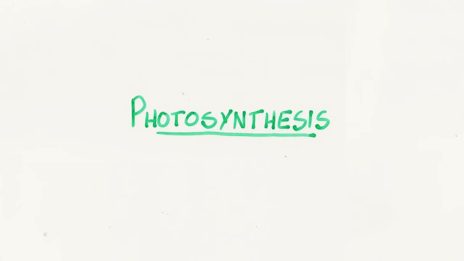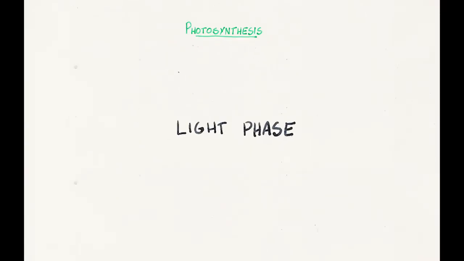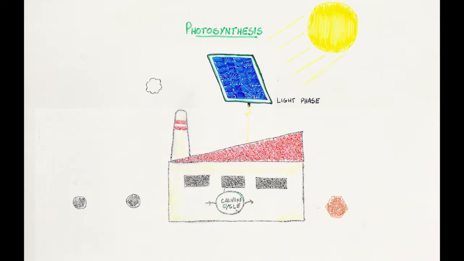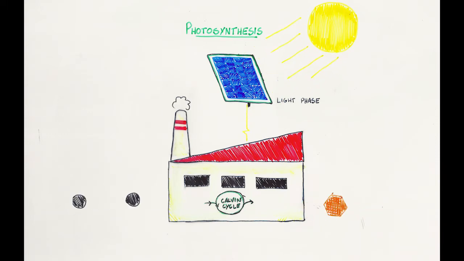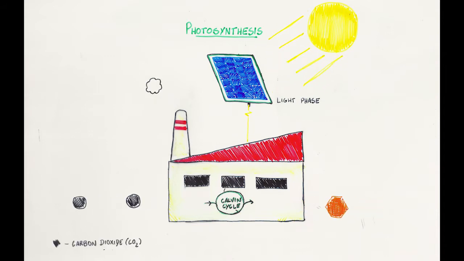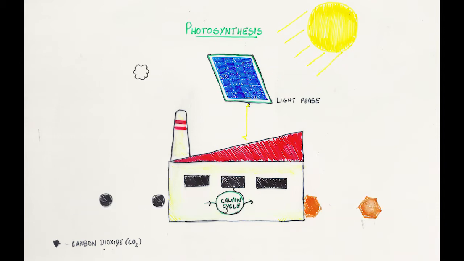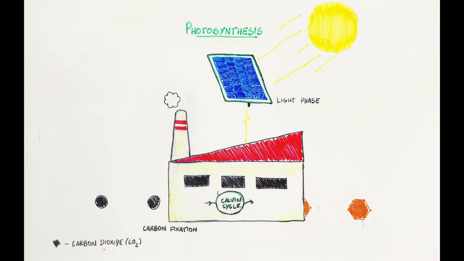But first, let's recall a few things. Photosynthesis. You probably heard this name a million times by now, so here's just what you need to know for the purpose of this video. The process has two phases. In the first light-dependent phase, the plant uses energy from the sun to produce chemical energy. The second one, in which we'll focus, is the Calvin cycle. Here, the plant uses the chemical energy previously stored to produce organic compounds like glucose. It does this by using carbon dioxide from the atmosphere in a process called carbon fixation. Then, the cycle repeats over and over again.